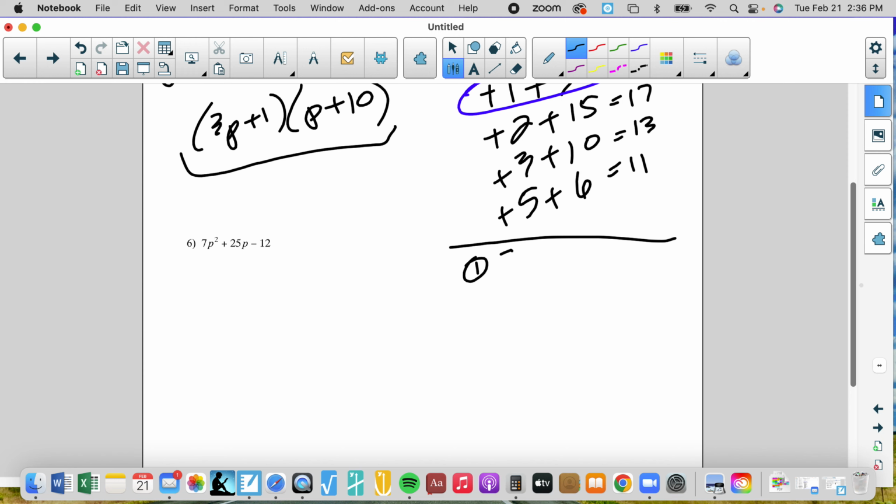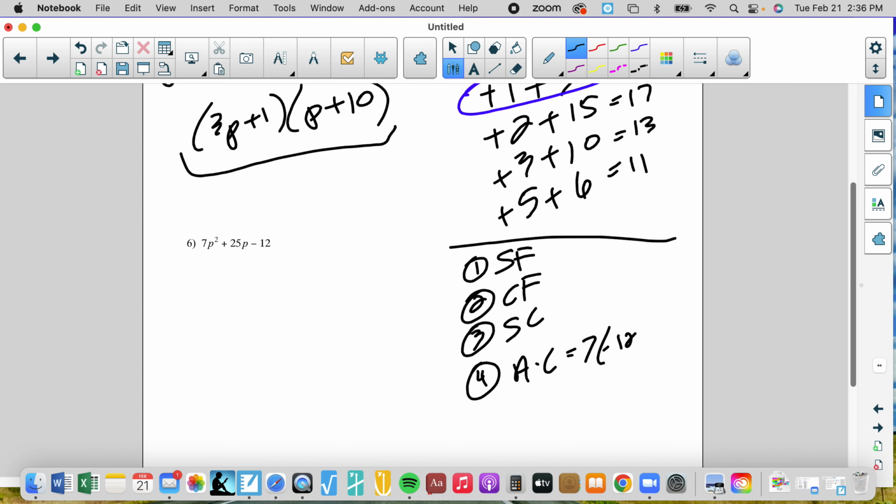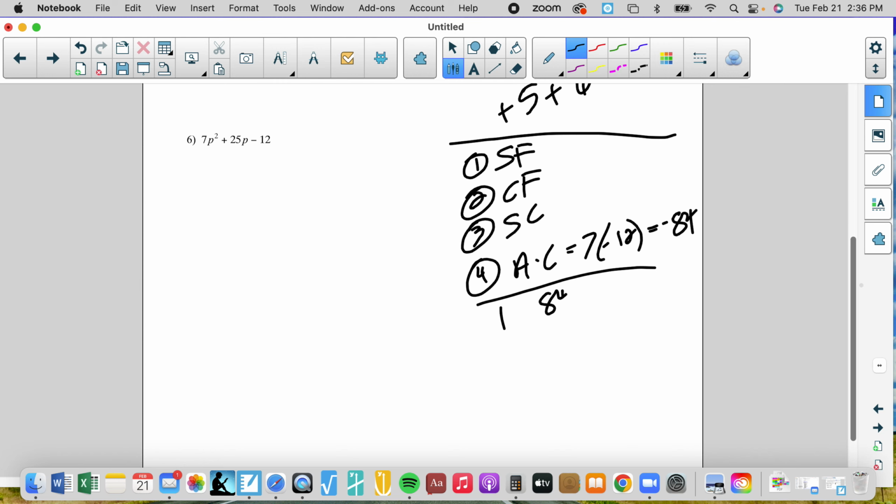All right. Standard form, yes. Common factor, no. Special case, nope. A times C. A is 7, C is negative 12. That gives me negative 84, pretty sure. 1 and 84, 2 and 42, 3 yes, because 8 plus 4 is 12, 3 goes into 12, so 3 goes into 84. That's the 3 rule. You should know that.